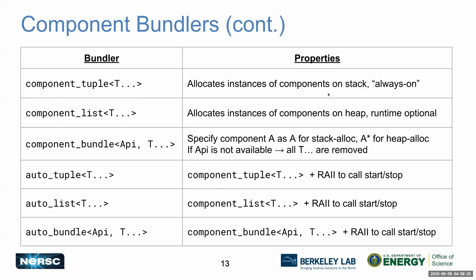And then we have essentially 3 duplicates of those that take the original functionality and then wrap the call to start and the call to stop on all the components within their constructors. And we call those the auto tuple, the auto list, and the auto bundle.